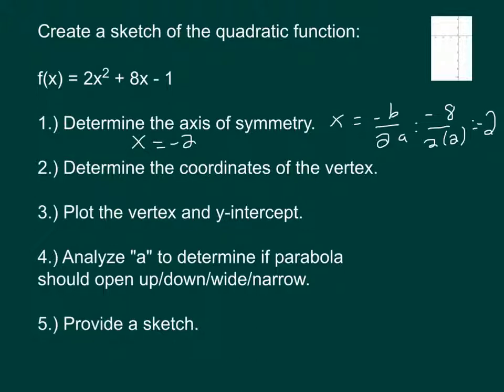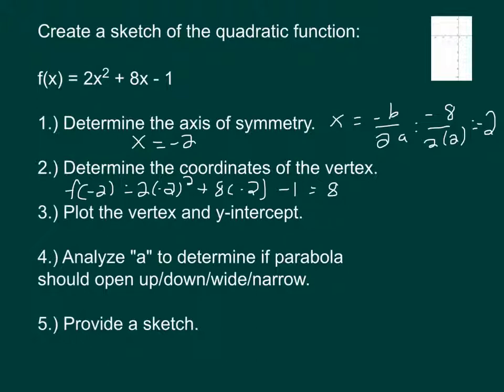Because that's the axis of symmetry, that's also the x-coordinate of the vertex. To figure out the y-coordinate, I'm going to plug that into my equation, basically finding f of negative 2, which is 2 times negative 2 squared plus 8 times negative 2 minus 1. When I square the negative 2, I get 4. Times 2 is 8.